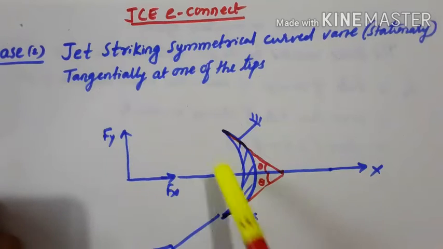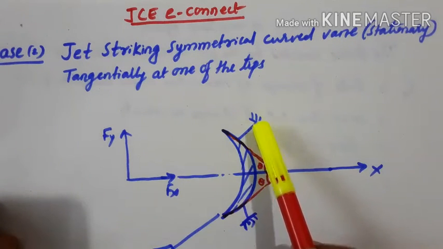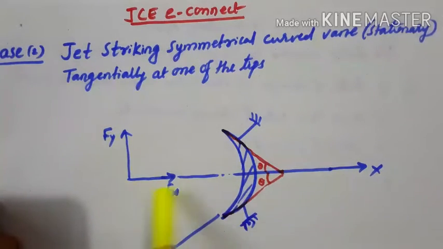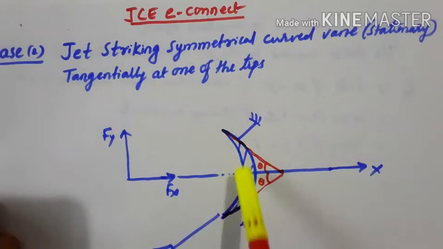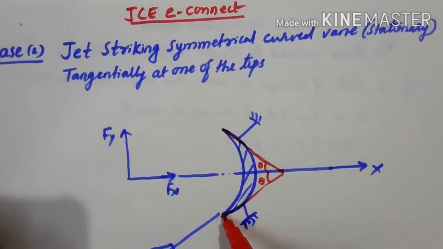Okay, so in this case a curved vane is being considered, and that too stationary. This is fixed, and this curved vane is symmetrical about the x-axis. So this is the x-axis and this is the y-axis. So this vane is fixed, symmetrical about the x-axis, and the jet is striking tangentially at one of the tips. So these are called the tips of the vane or tips of the plate.